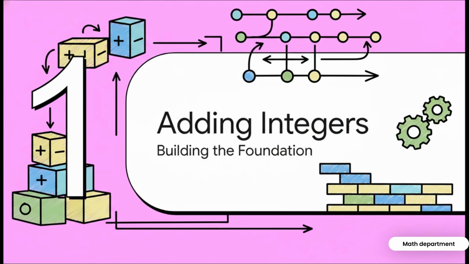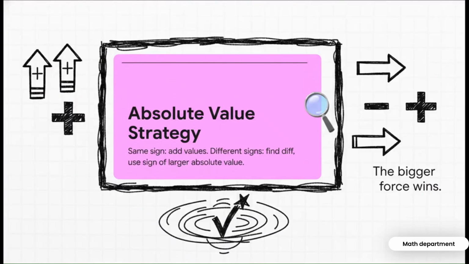All right, section 1, adding integers, building the foundation. Let's get into it. Adding integers is the bedrock of literally everything we're going to do today, so we've got to lock down these rules right from the jump. I want you to draw a mental box around this absolute value strategy because it's absolutely vital. Here's how it works. If you're adding 2 integers with the same sign, you just add their values and keep that sign. Super simple, right?